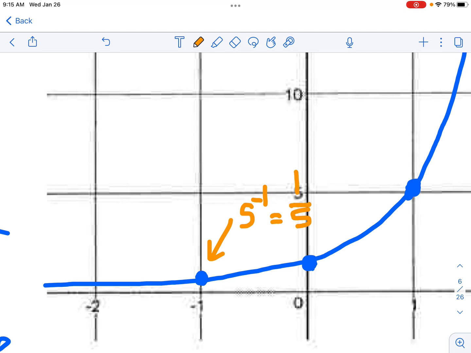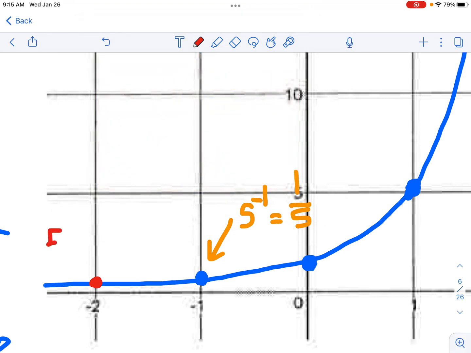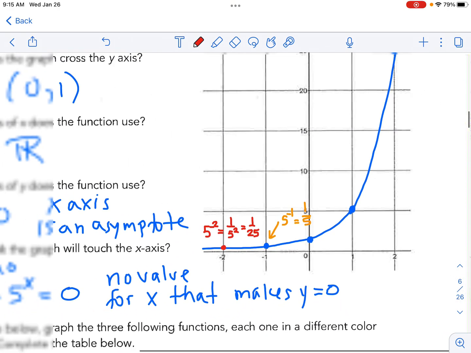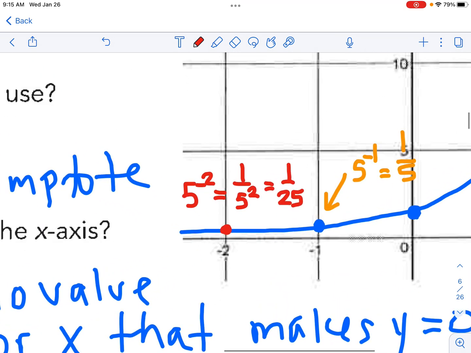So it means 1/5. And then this one here would be 5 to the negative 2 power. And that just means 1 over 5 to the positive 2 power, which means 1 over 25. So if you remember your negative powers, that's what's happening there. So that's 1/25. So we're getting really close to the horizontal axis, but we're never going to 0. And so that's what happens when you continue to have these negative powers here.